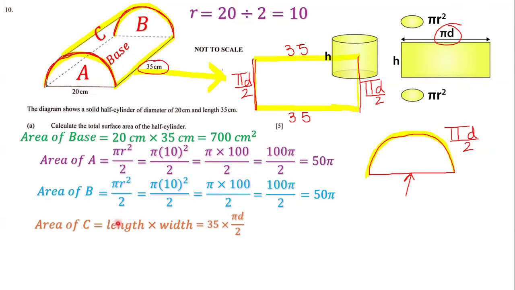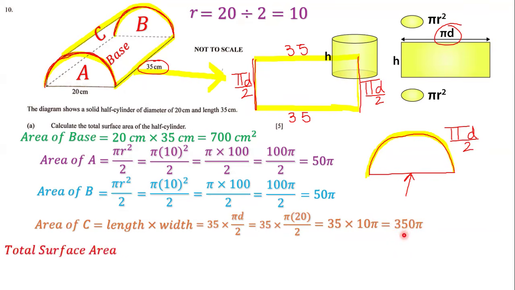And so the area of C is going to be length times width. So it's going to be 35, which we got from here, multiplied by pi d over 2. What is d? Well, d is the diameter. The diameter is 20. So we have 35 multiplied by pi times 20 over 2. And 20 divided by 2 is 10. So we have 35 times 10 pi, and 35 times 10 pi is 350 pi.